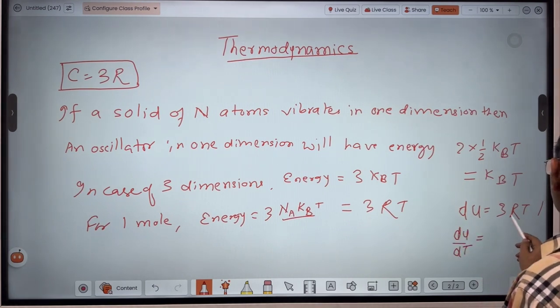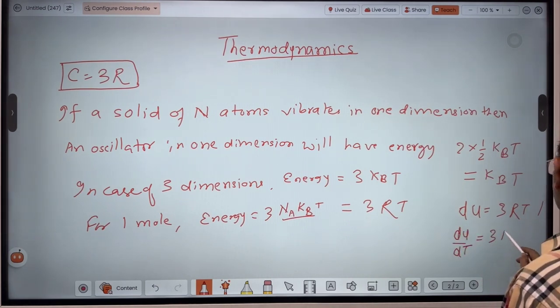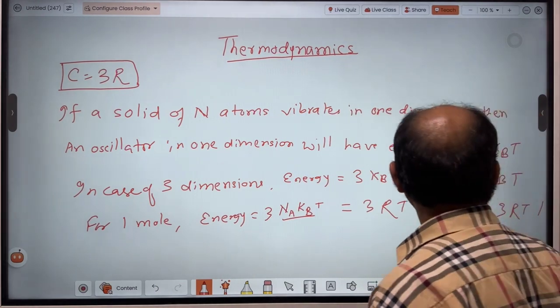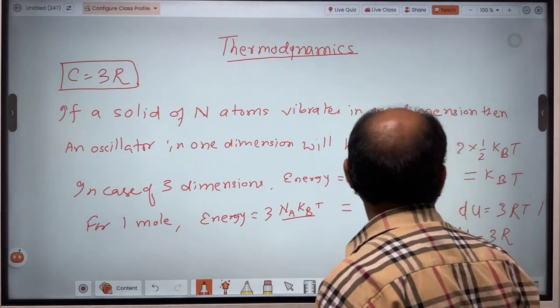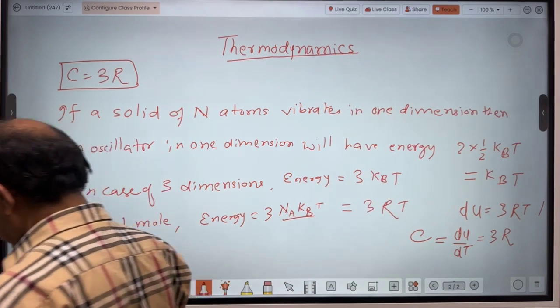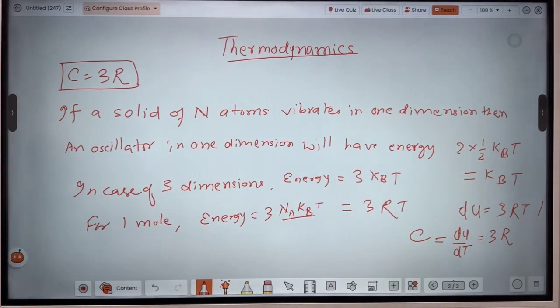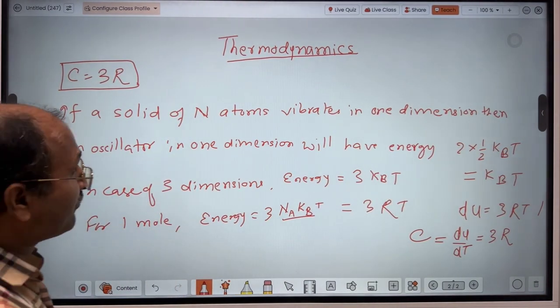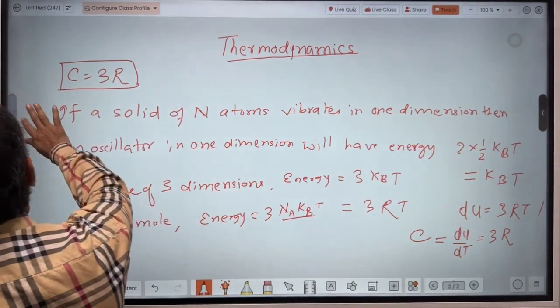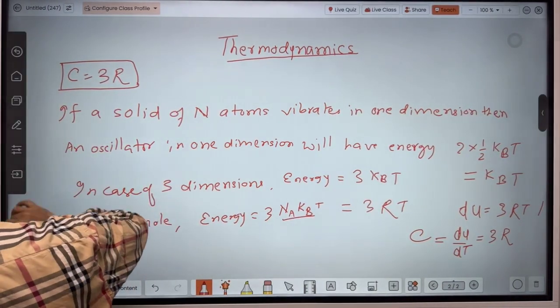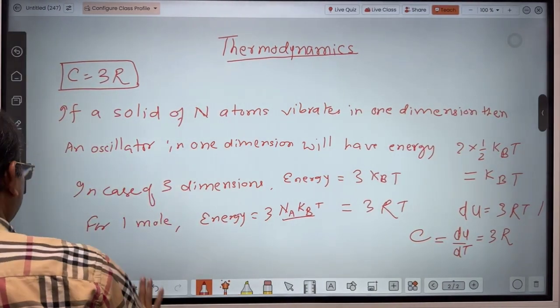So du upon dt means differentiation of this, so that will be 3R. And this is equal to C, specific heat. So we have got the result. Now next point we are going to see.